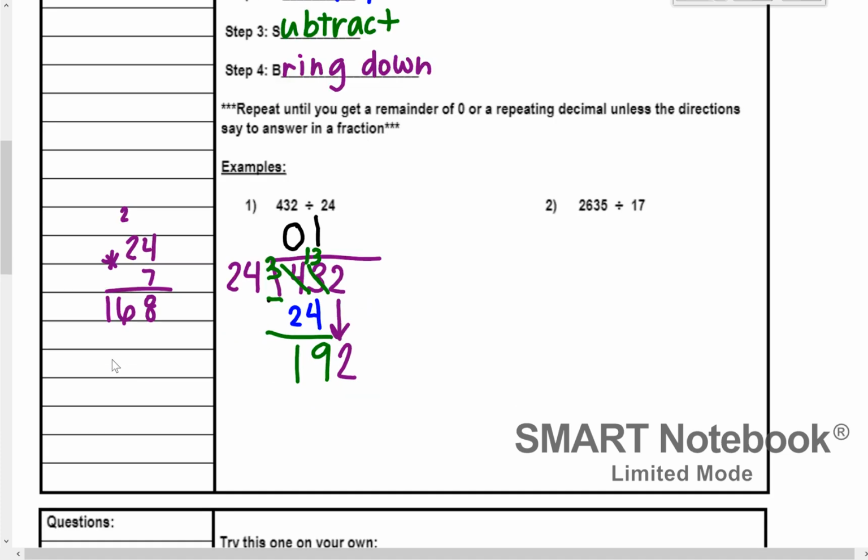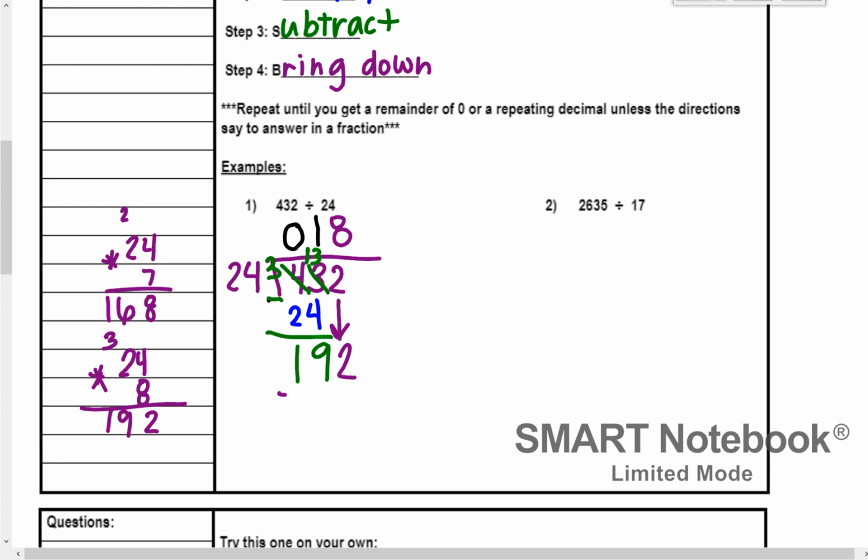And if we weren't sure, we could just try the next number up. So since 168 is less than 192, let's try 24 times 8. Okay, let's just try that next one up. Then we'll take 4 times 8, which is 32. Write our 2, carry our 3. 8 times 2, which is 16, 17, 18, 19. And we get 192 exactly. So it goes in there 8 times.